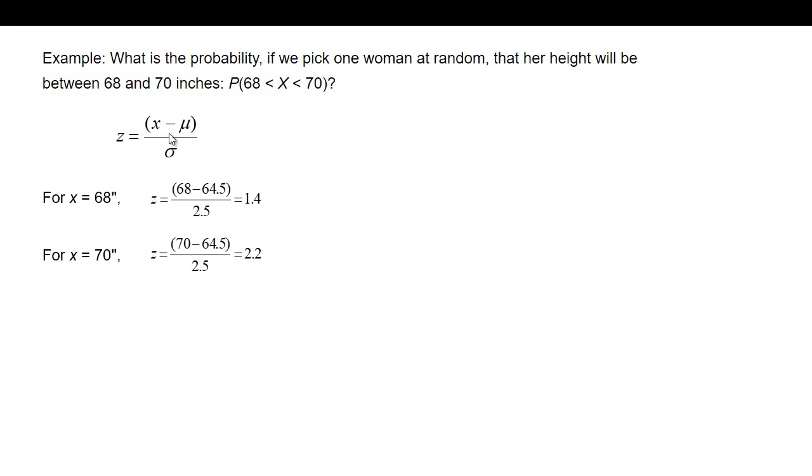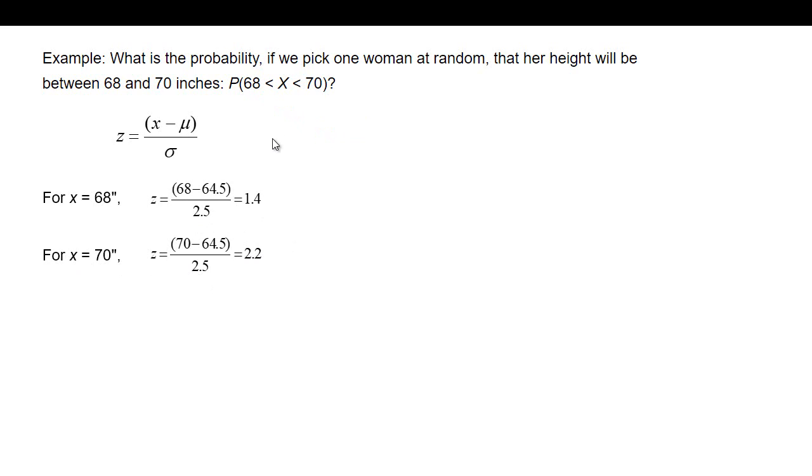is find the z-score for these two values of x. So z, remember, is x minus mu over sigma, and for x equals 68, z would be 68 minus 64.5, that's the mean, divided by the standard deviation, and that's 1.4. For x equals 70, z would be 70 minus 64.5 over 2.5, which is 2.2. So these are the z-scores associated with 68 and 70.